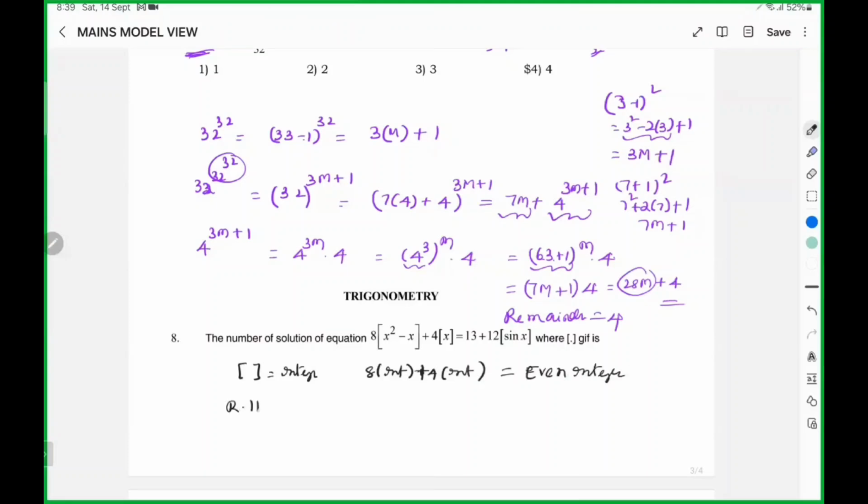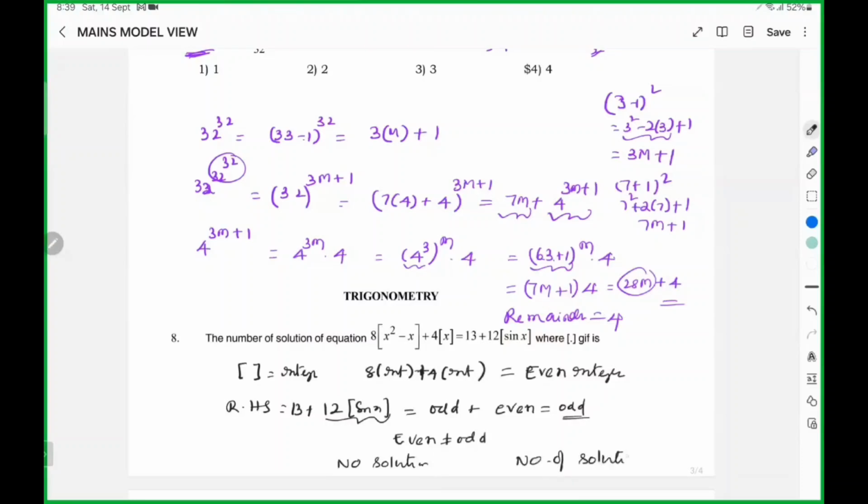Whereas the RHS, if you consider 12 times sin x plus 13, right? So 13 is odd, 12 times something is even, and odd plus even is odd. So even cannot be equal to odd, whatever the x value may be. So the answer is no solution. That means if we ask the number of solutions, we'll write 0 solutions.